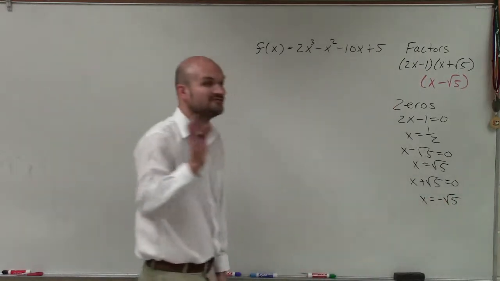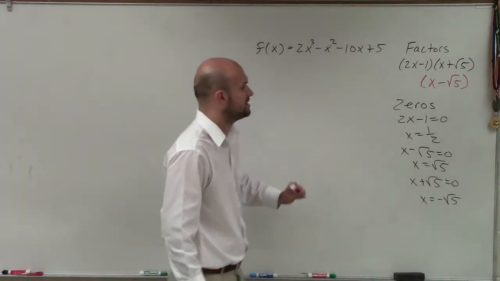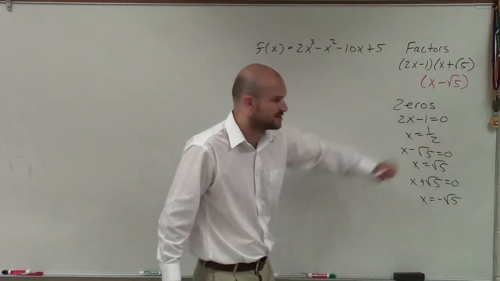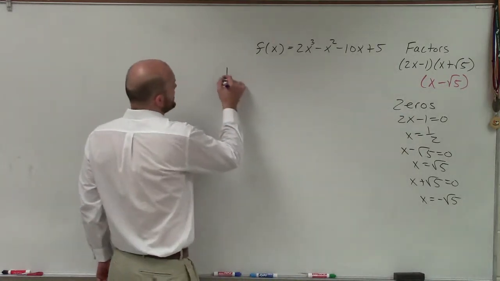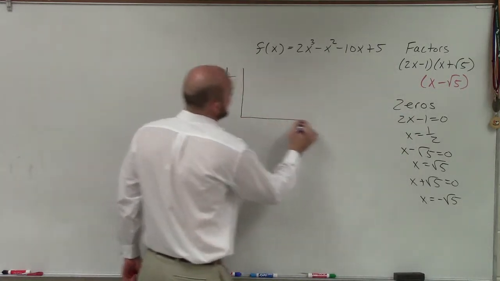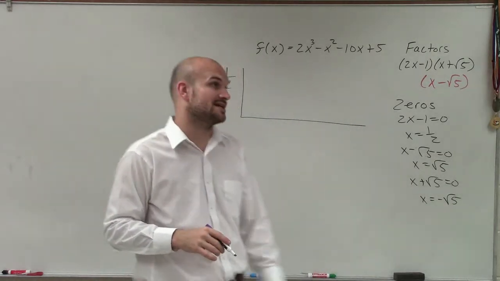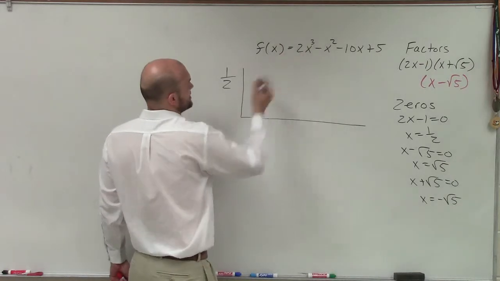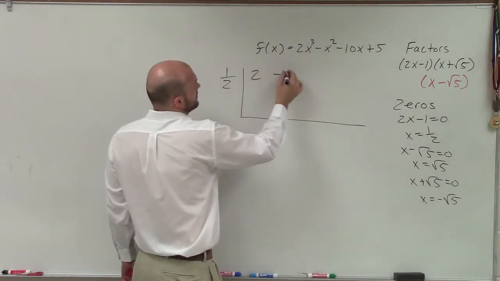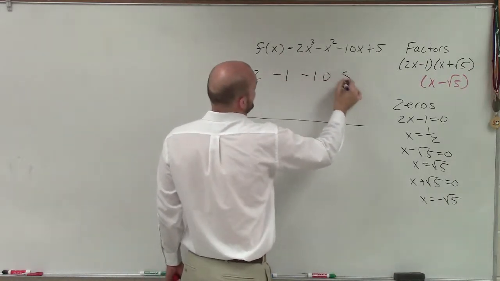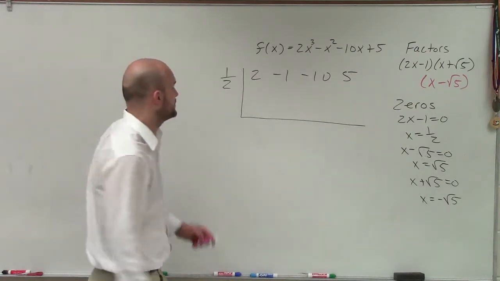Now, just to confirm our answer, let's take at least one zero, the zero that gives us 1/2, and make sure that we can synthetically divide that, and that our other remaining 2 factors are going to be x plus the square root of 5 and x minus the square root of 5. So what I'll do is take my coefficients, 2, -1, -10, and 5, and I'm just going to apply synthetic division very quickly.